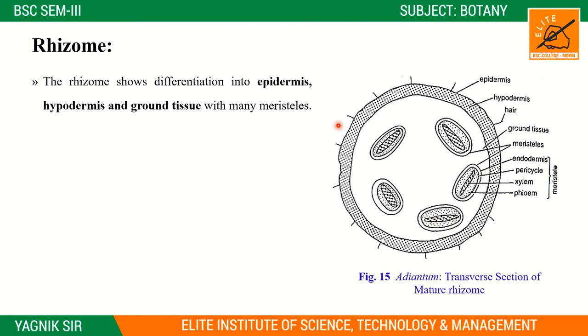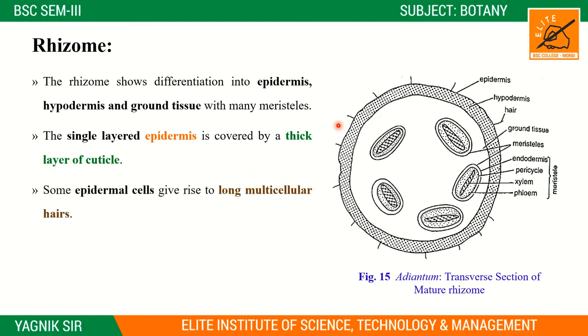So this rhizome shows differentiation into the epidermis, hypodermis, and the ground tissue, right? Here hypodermis rings are present, right? In the root the hypodermis is not present, but in the rhizome the hypodermis is present. So normally there is a single layer of epidermis, right? So this is the outer side and this is a single layer, and this epidermis is a thick layer with cuticle, right?